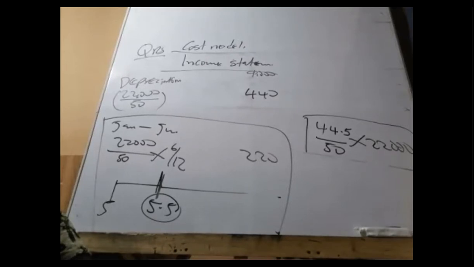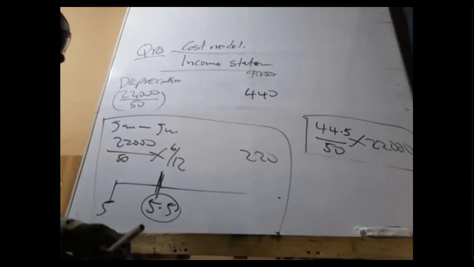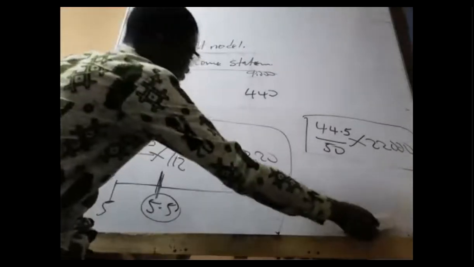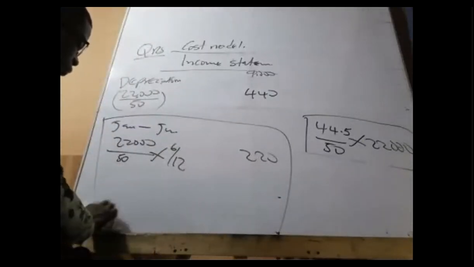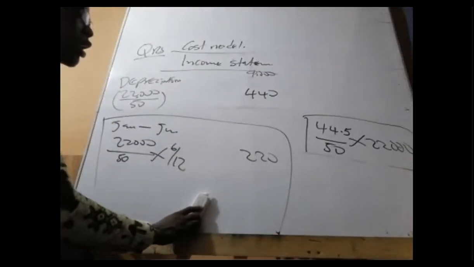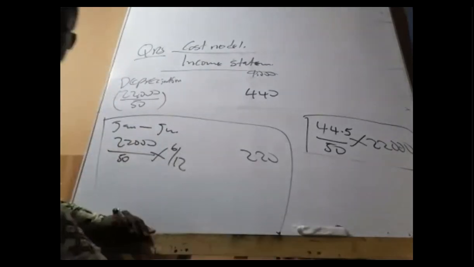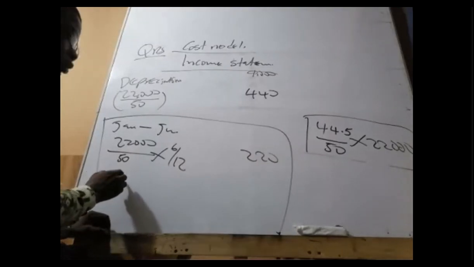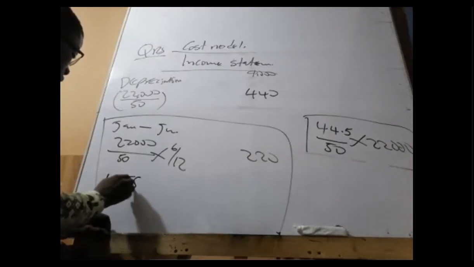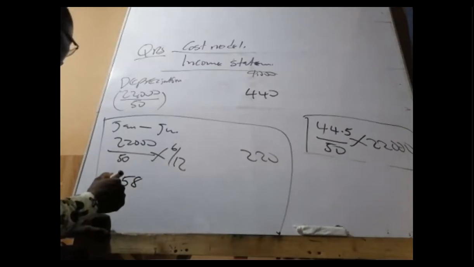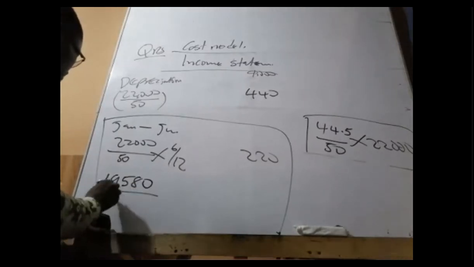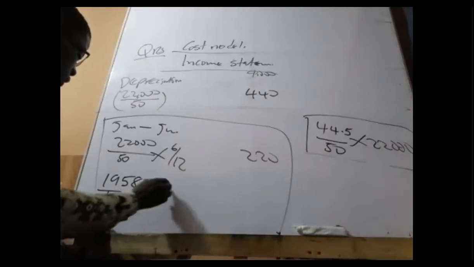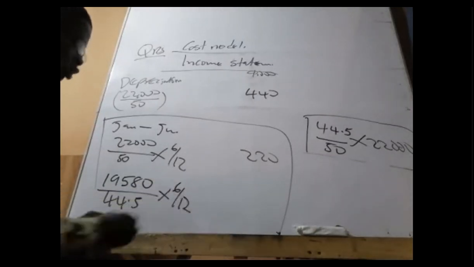44.5 divided by 50 times 22,123. That's 19,580. Okay, so that means the current amount is 19,580. So therefore the depreciation will be 19,580 all divided by 44.5 times 6 out of 12.